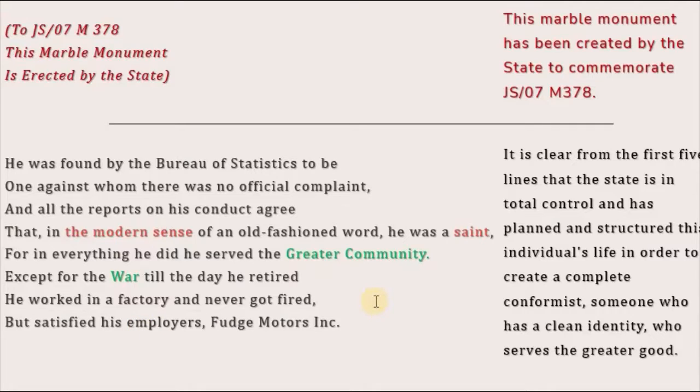So from the very beginning, we have this reference to the citizen, he, also without a name. You see, when we use a pronoun, he, she, it, we have to have mentioned the person before. But here in this case, it is not necessary actually. He, any citizen, okay? He was found by the Bureau of Statistics.